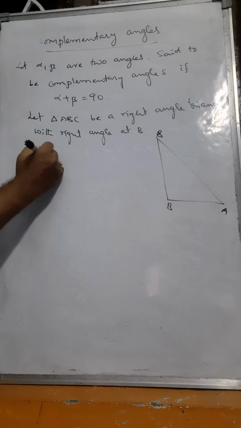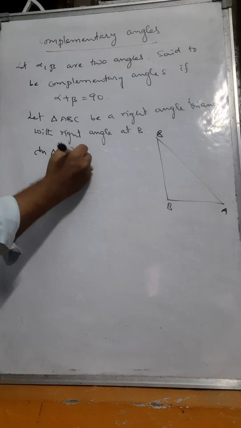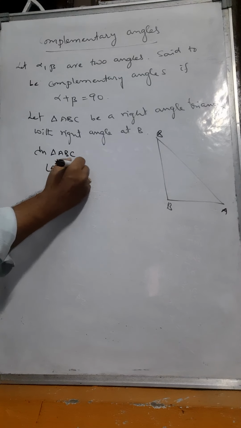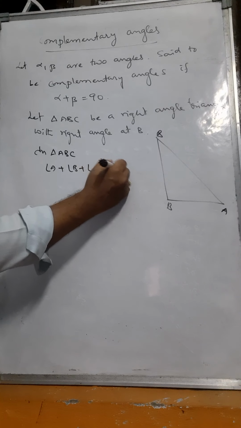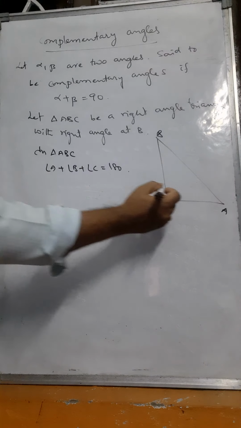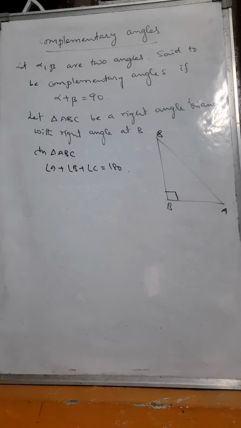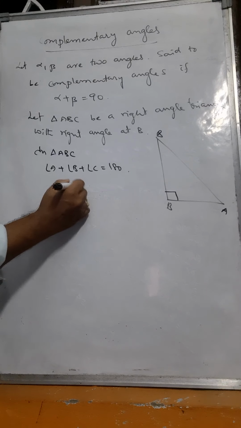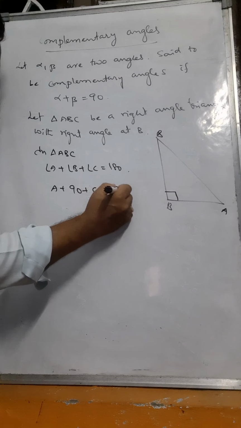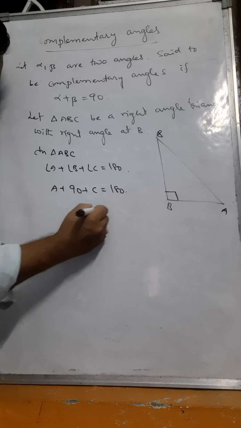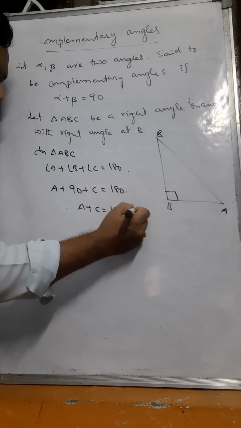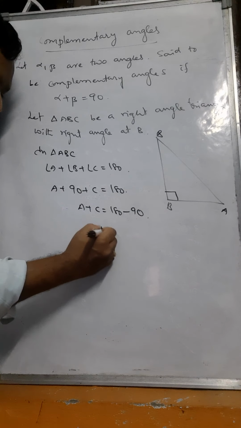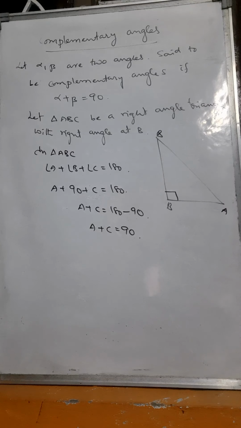Now in triangle ABC, angle A plus angle B plus angle C is equal to 180 degrees. Angle B is a right angle. Right angle means 90 degrees. So here A plus 90 plus C is equal to 180. A plus C is equal to 180 minus 90. So from this A plus C is equal to 90 degrees. So the remaining two angles are complementary angles.